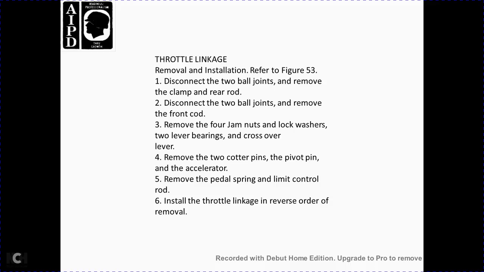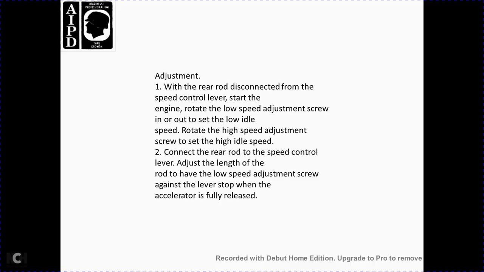Remove the 2 cotter pins with the pivot pin and the accelerator. Remove the pedal spring and the limit of the control rod. Install the throttle link by reversing the removal, then adjust the rear of the speed control lever at the start of the engine. Rotate the low adjustment screw in and out to set the low idle speed. Rotate the high adjustment screw to set the high idle speed.